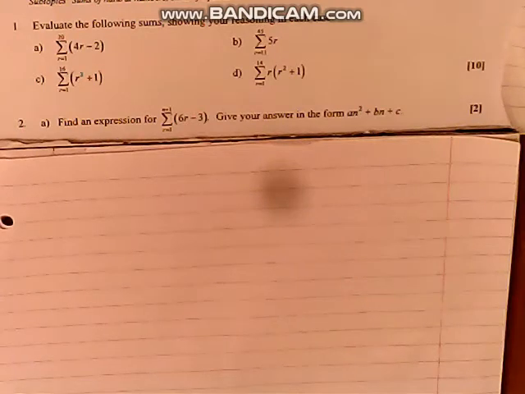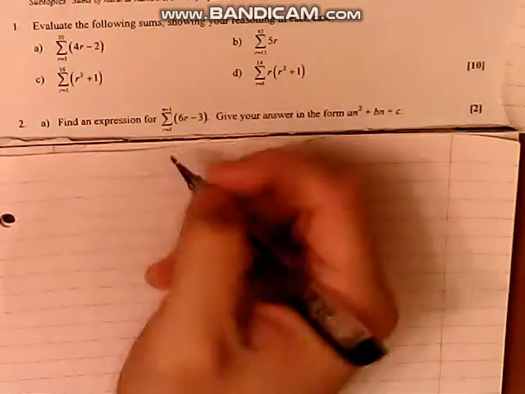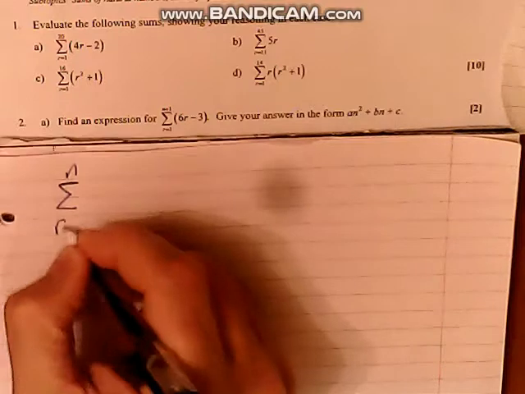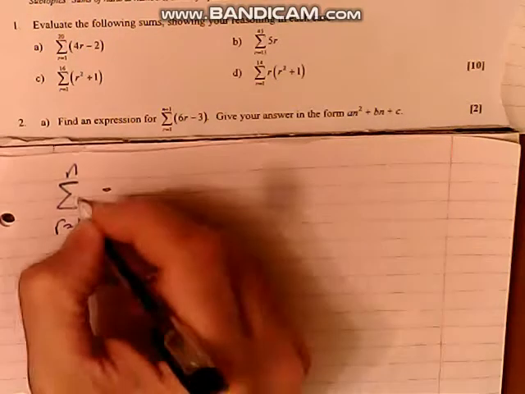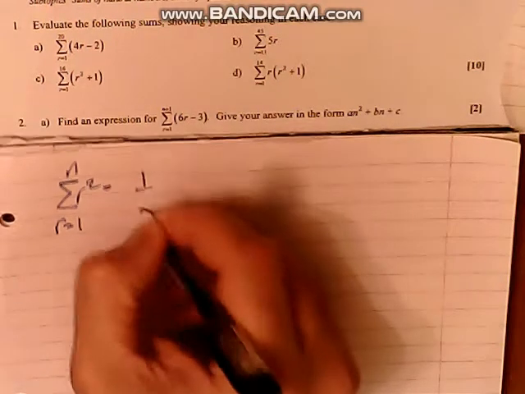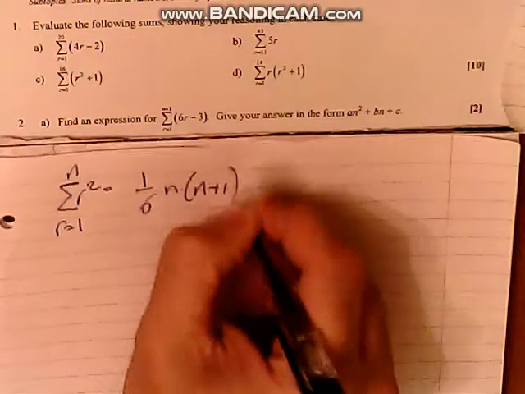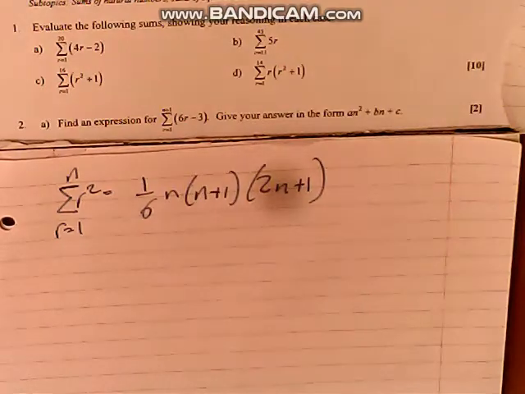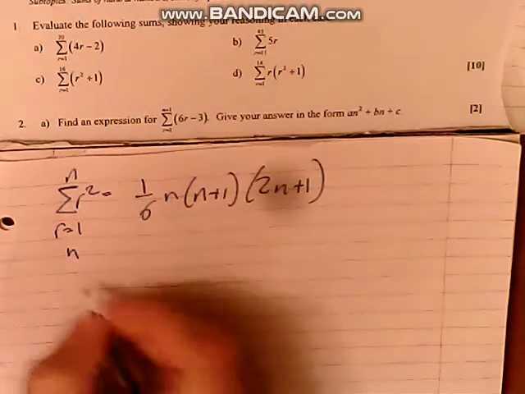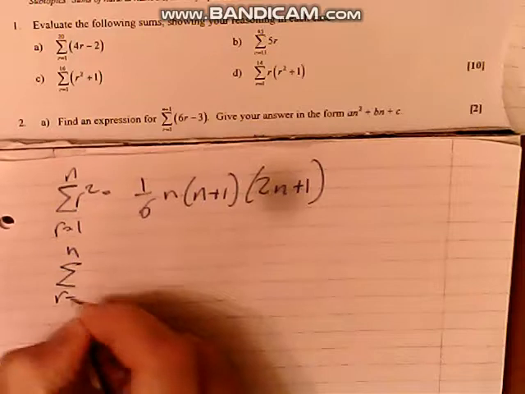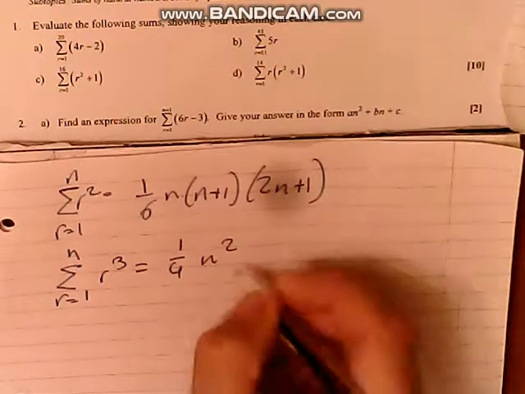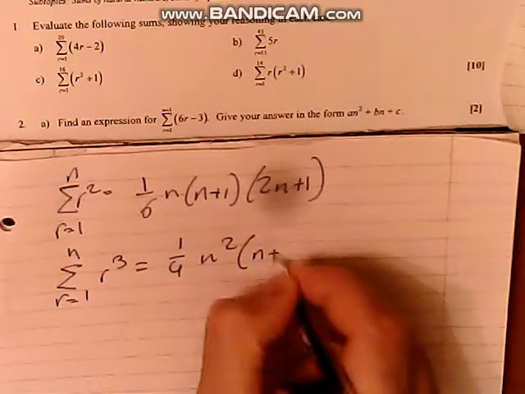Evaluate the following sums, showing your reasoning in each case. Okay, before we even start, the formulas that we are given in the formula booklet are the sum of r squared, which is 1/6 n(n plus 1)(2n plus 1). We are also given the sum from r equals 1 of r cubed, which equals 1/4 n squared (n plus 1) squared.